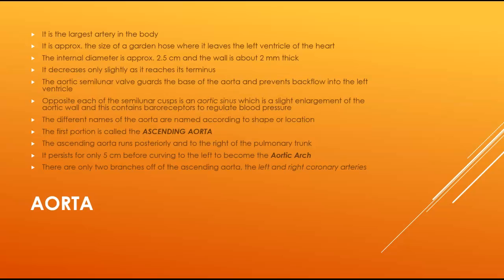So it travels a little bit right to allow the pulmonary trunk or the pulmonary arteries to move up out of the right ventricle and then goes immediately left into this arch that travels up and back to the left. There are only 2 branches off the ascending aorta, and that is the left and right coronary arteries.